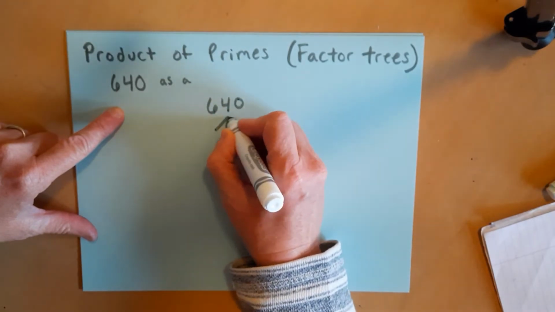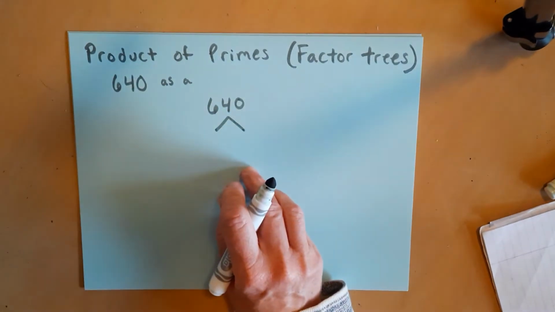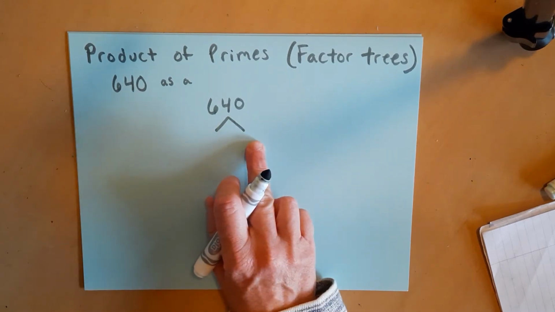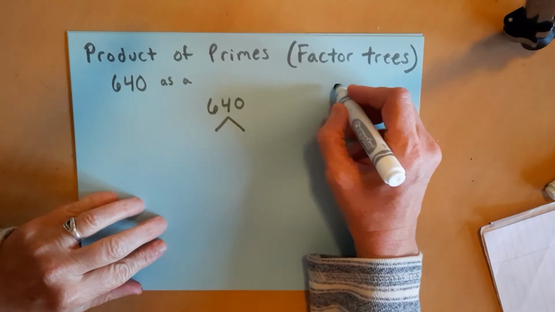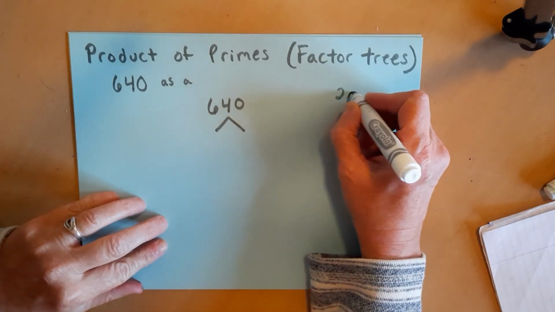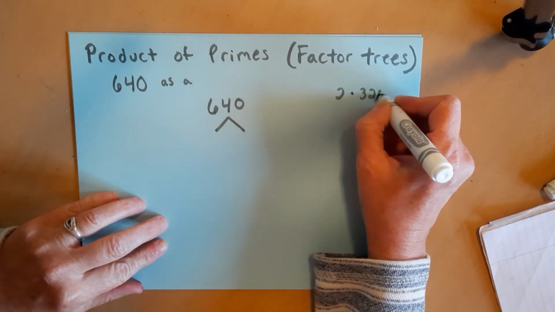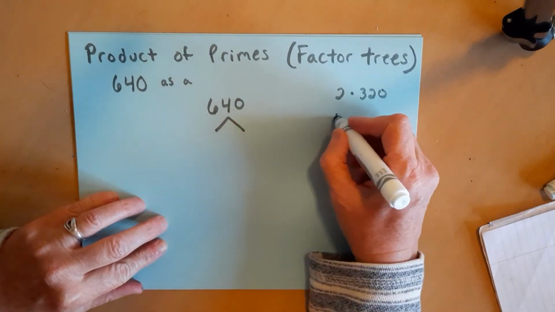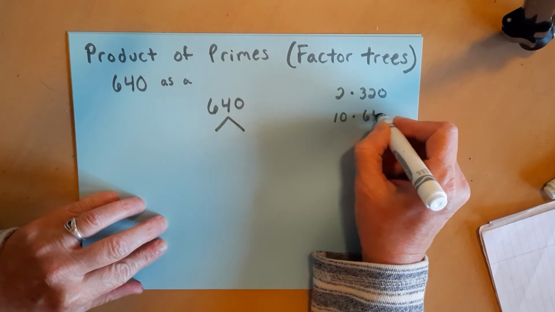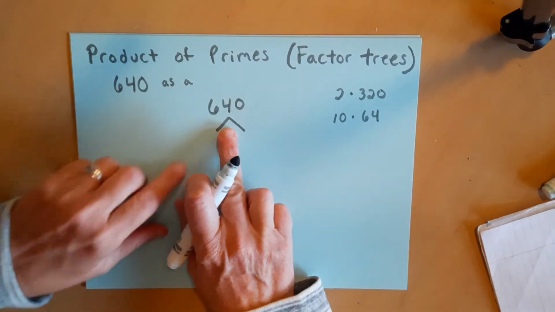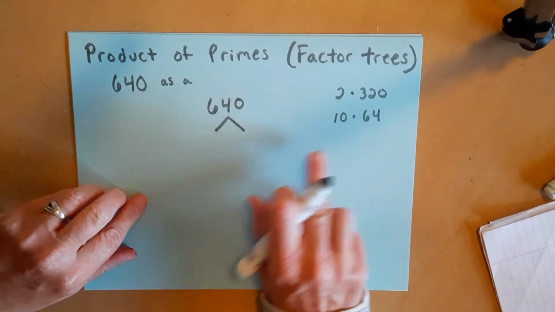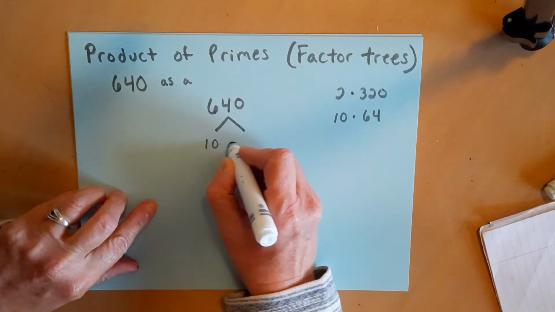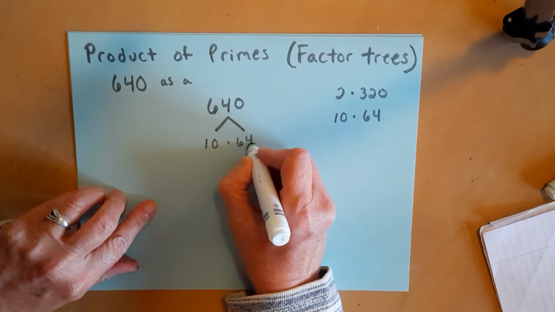And then you make this little symbol like this. And you think of two numbers that when multiplied together equal 640. They can be anything at all. You could do something like 2 times 320, because when you multiply that together it equals 640. Or you could do 10 times 64. It can be any combination, as long as when you multiply them together, they equal 640. So I'm going to do 10 times 64, but yours could look different.